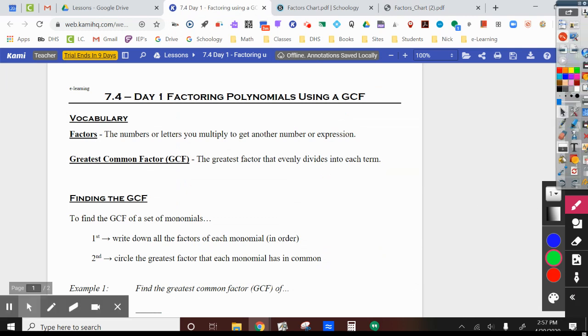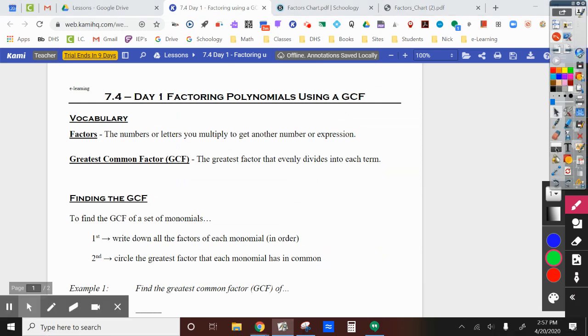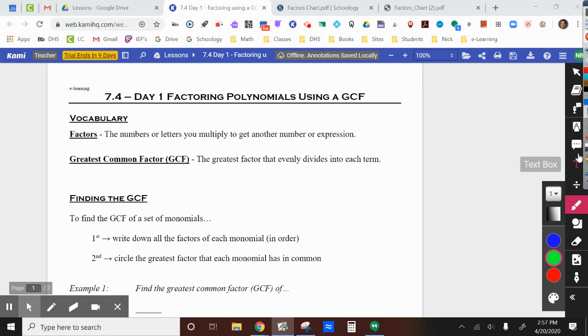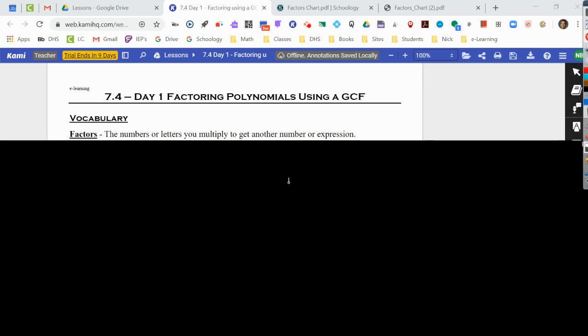All right, so we're on, let me get my screen here. Sorry about that. So this is going to be 7.4, day 1, factoring polynomials using a GCF. Just like the previous 3 weeks, print out these notes if you can, so you can follow along with the video. If not, that's okay. I'll tell you when to write things down as we're going along, okay? So here we go.